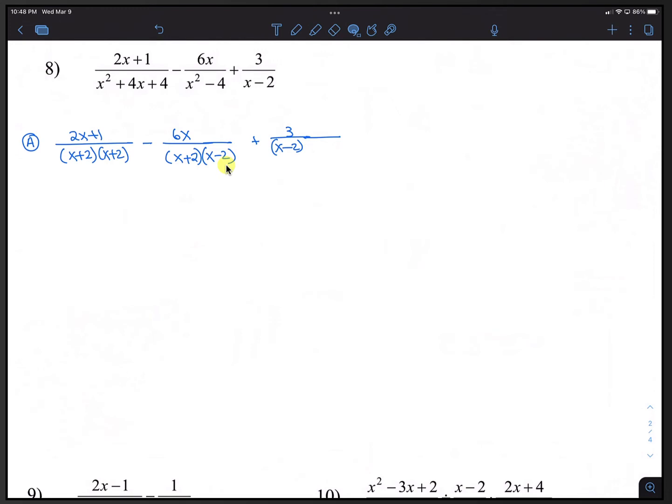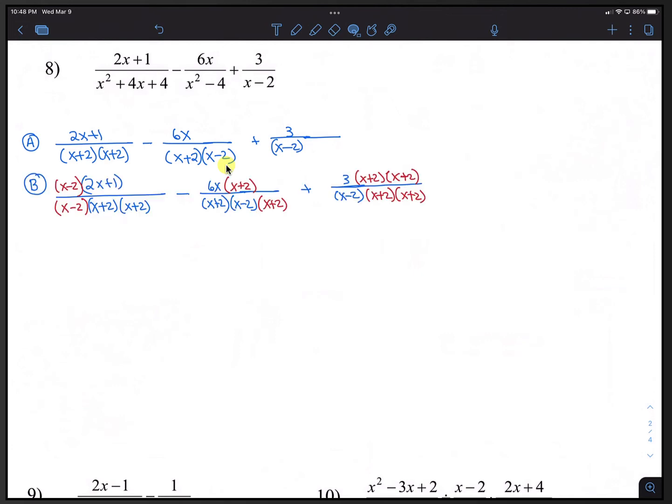So we multiply each fraction by whatever is missing in the denominator. So now in step B, we see that the first fraction was missing the x minus 2. So we multiply by x minus 2 on the top and bottom. Second fraction is missing an x plus 2. So we multiply by that on the top and bottom. And the third fraction is missing both of the x plus 2's. So we're multiplying by x plus 2 times x plus 2 on the top and bottom.